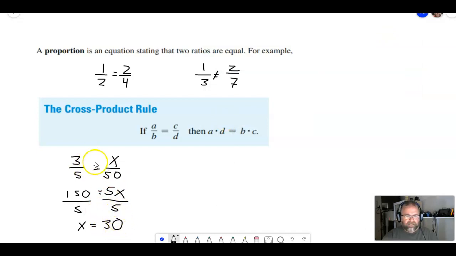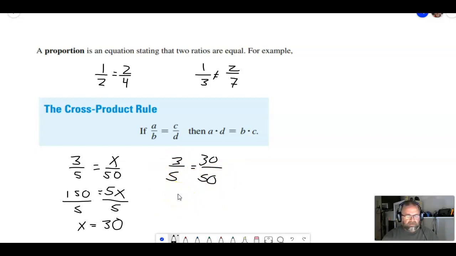And that means that I can now rewrite this proportion as 3 over 5 is equal to 30 over 50, and if I were to find the decimal approximation for each side, it should be 0.6. It should be the same thing on both sides.